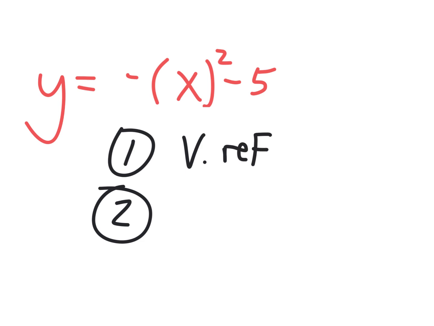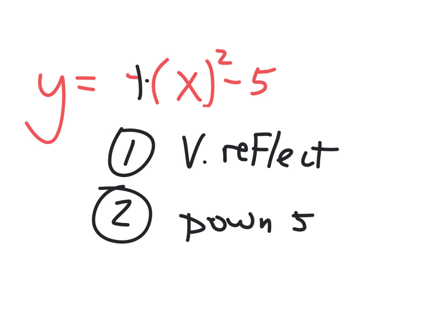Vertical reflect is first, and down 5 is second. Why? Is that because it's from left to right? No, that is not it at all. It's because this is a multiply, and multiplies come before subtract. And if you were on the inside, you'd figure out whatever you think the right order is, and then you'd reverse it. Everything on the inside is the opposite of what you would think.